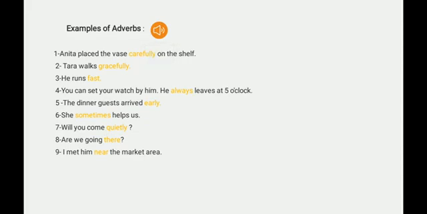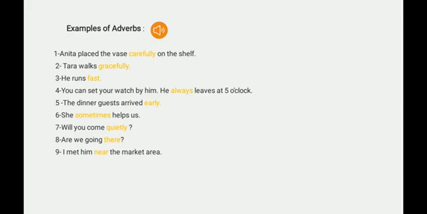Here we'll be talking about some examples of adverbs. Let us take the first example without wasting much time. Anita placed the vase carefully on the shelf. Now we could have written this sentence like Anita placed the vase on the shelf. It totally makes sense that someone is doing some action or someone is putting the vase on the shelf. But just to add more meaning to it, to modify the sentence, we are saying Anita placed the vase carefully on the shelf. Now students, can you tell me which type of adverb carefully is?